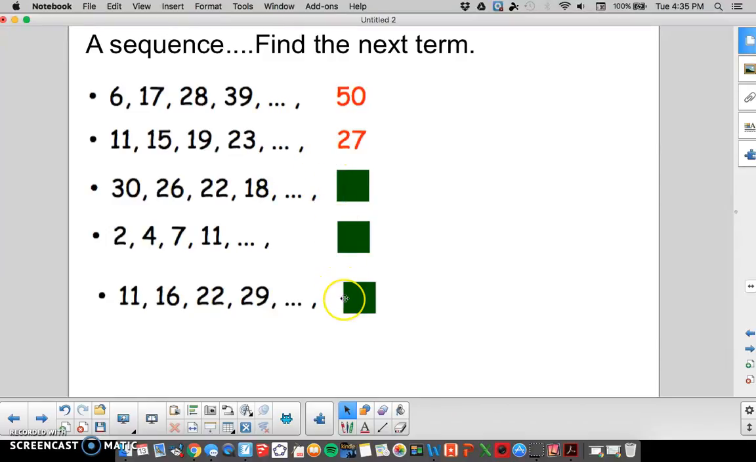Okay, I want you guys to go ahead and complete these. Go ahead and pause. Your answers should be 14, 16, and 37.